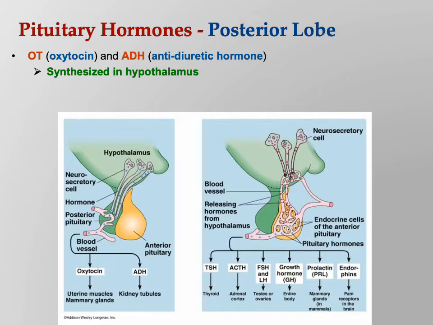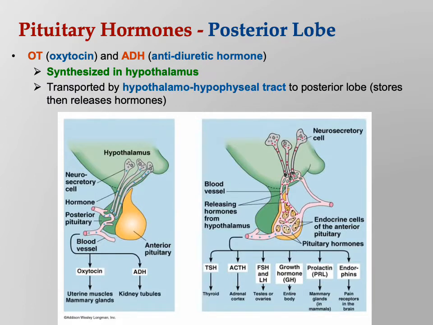In any case, they're synthesized in the hypothalamus. They're transported by the hypothalamo-hypophyseal tract to the posterior lobe. So remember, for the anterior pituitary, we had the portal system because those were hormones traveling through the blood from the hypothalamus down to the anterior pituitary. In this case, blood vessels are not involved. This is a neural tract. So you can see on the right-hand side there, we've got these neural tracts that simply transport the hormones from the hypothalamus to the posterior pituitary, where they are then released. These hormones are actually made in the hypothalamus. Keep that straight. That's unlike the anterior pituitary.